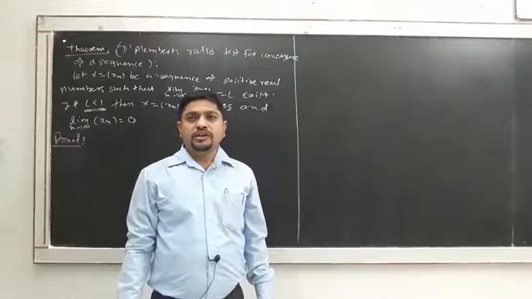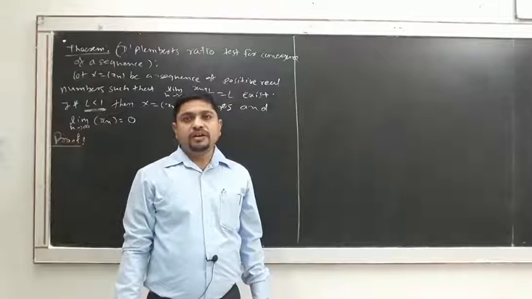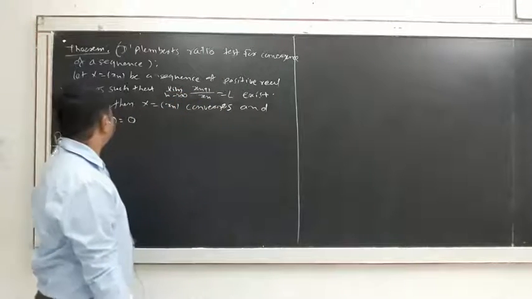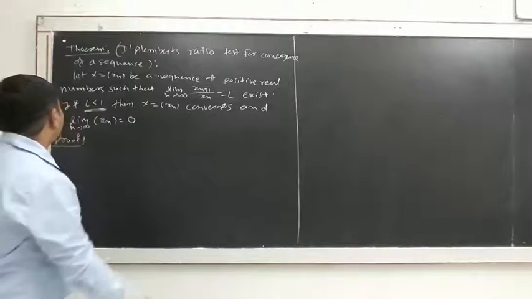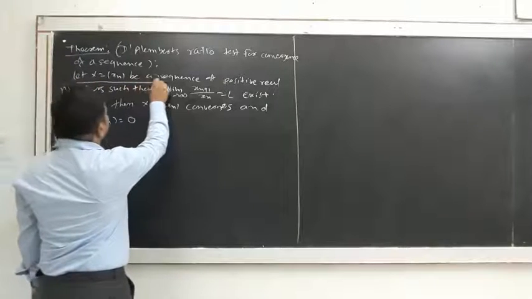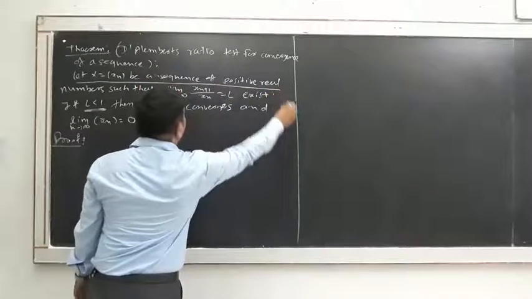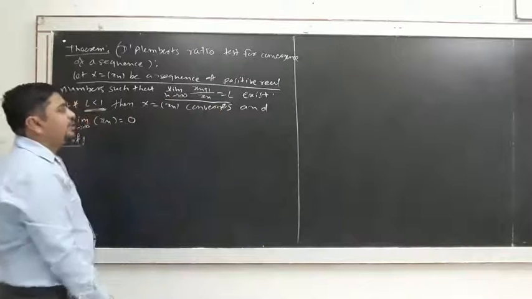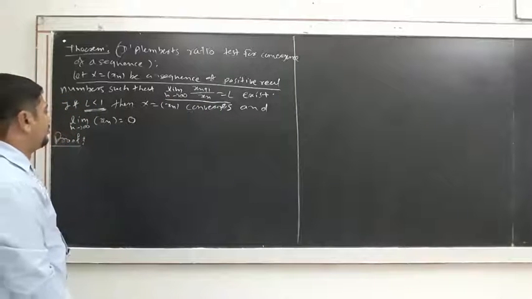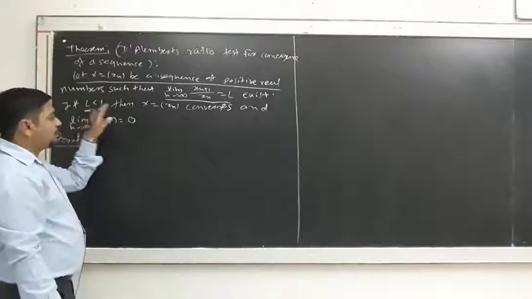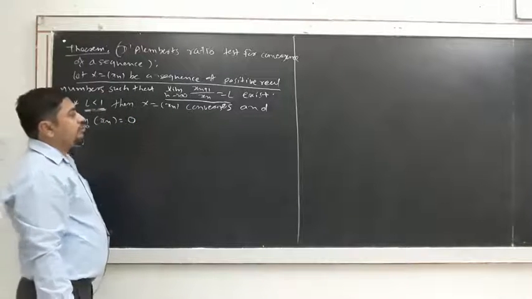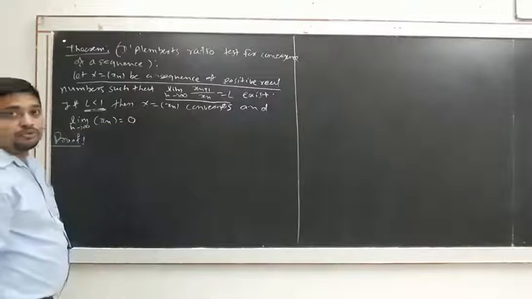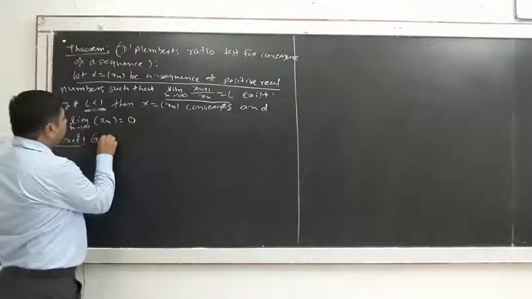Now we prove the next theorem, that is D'Alembert's test for convergence of a sequence. Here what we are given: let x = (xn) be a sequence of positive real numbers such that the limit of xn+1 upon xn is equal to L, which exists. If L is less than 1, then x = (xn) converges, and this limit is 0. Okay, so what are we given?